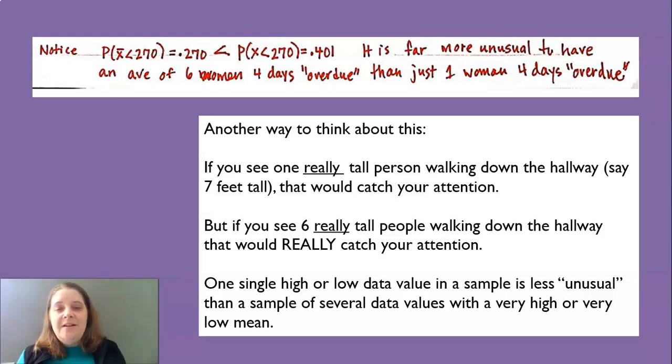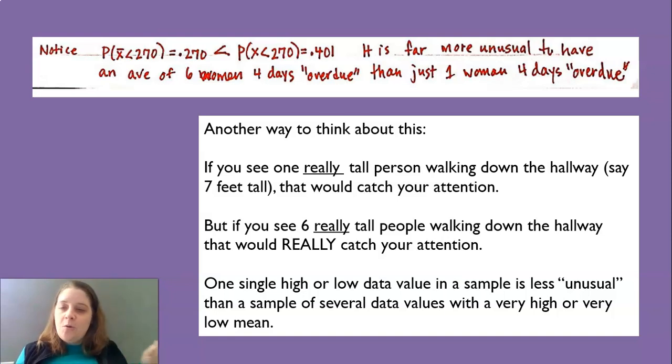Or another way to think about this, let's say you're walking down the hallway and you see one really tall person, like say 7 feet tall. If you see one really tall person, that might catch your attention, like, oh wow, that person's really tall. But if you saw 6 really tall people walking together down the hallway, that is really going to catch your attention. Like, wow, do we have a basketball team here or something like that?